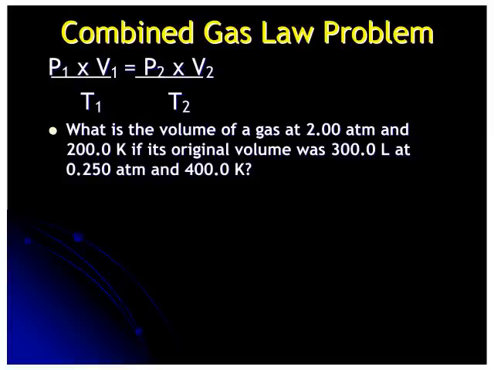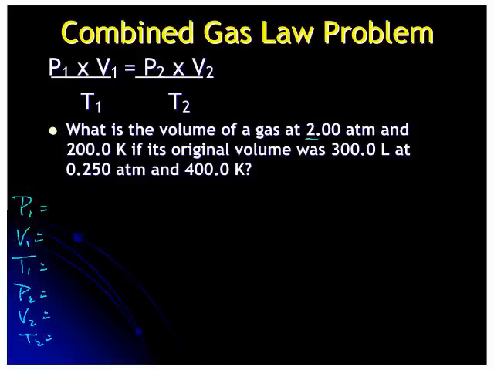What is the volume of a gas at 2 atmospheres and 200 Kelvin if the original volume was 300 liters at 0.25 atm and 400.0 Kelvin? Now, when you have one of these problems, it's best to make a list. Okay, make a list of all your variables. We've got P1, we have V1, we have T1, and then we have P2, V2, and T2. Okay, so those are all the variables, and we start picking things out that we know.